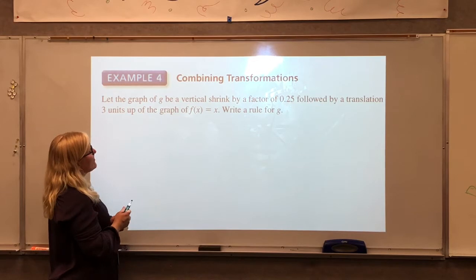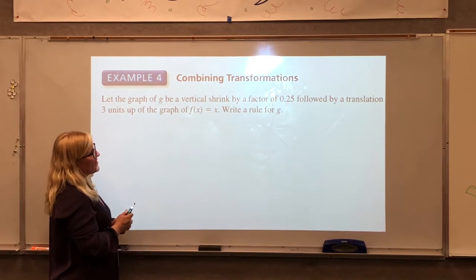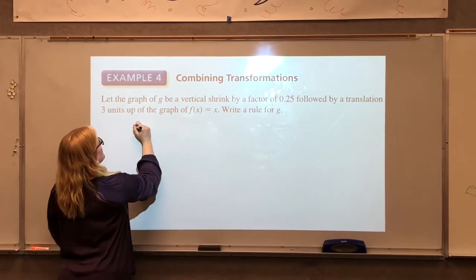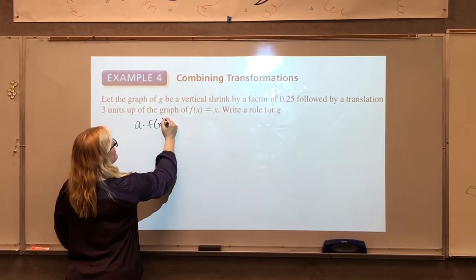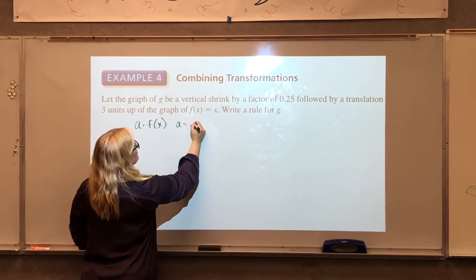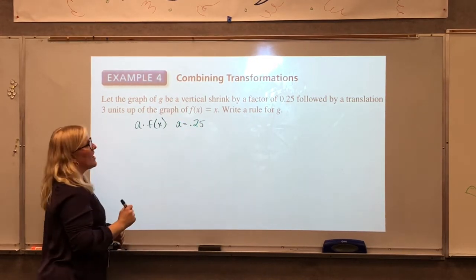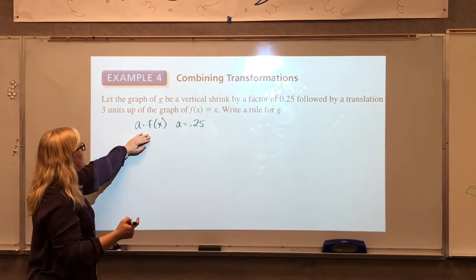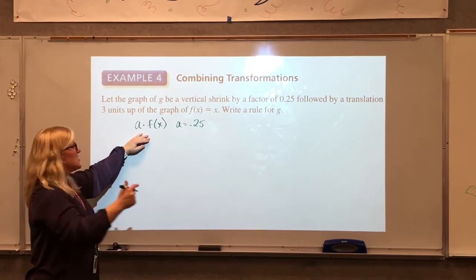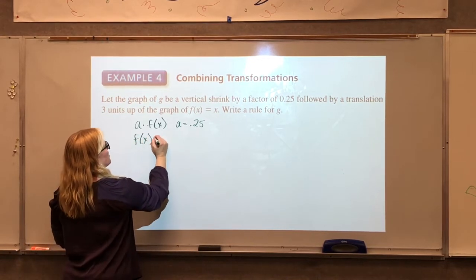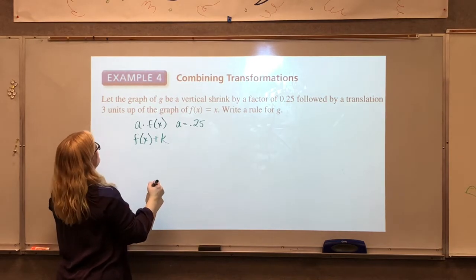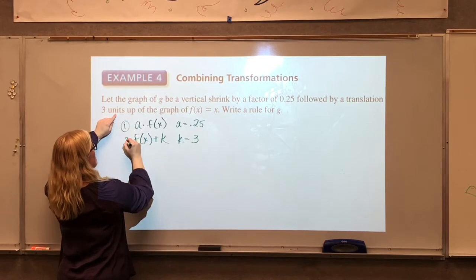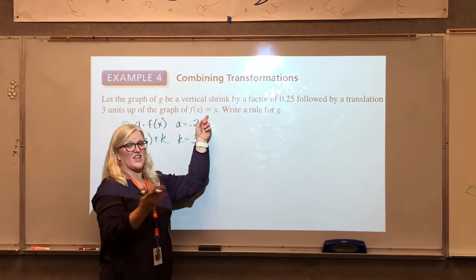Okay, so let the graph of g be a vertical shrink by a factor of 0.25. So first of all, vertical shrink. We've got a times f of x. A is 0.25. Followed by, so the second thing is a translation 3 units up. So this is vertical, f of x plus k. 3 units, so k is 3. And it might help if they tell us where to start, right?